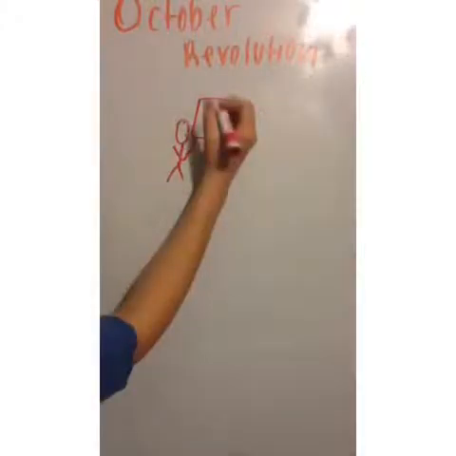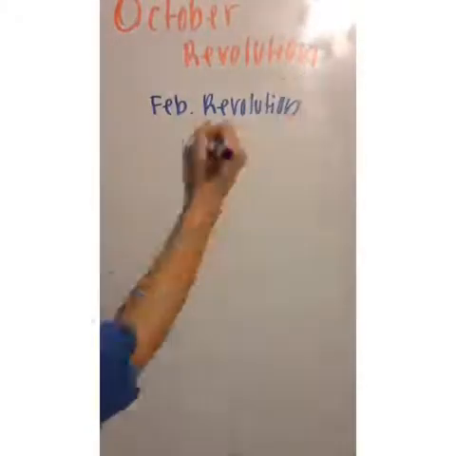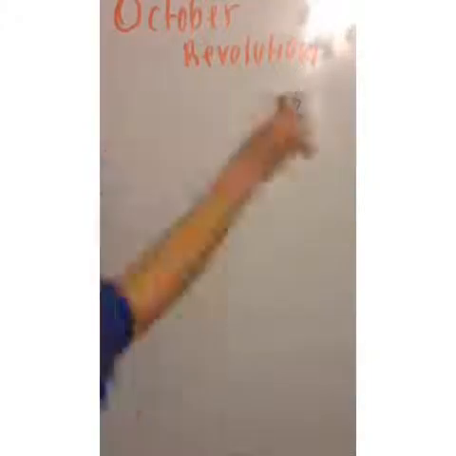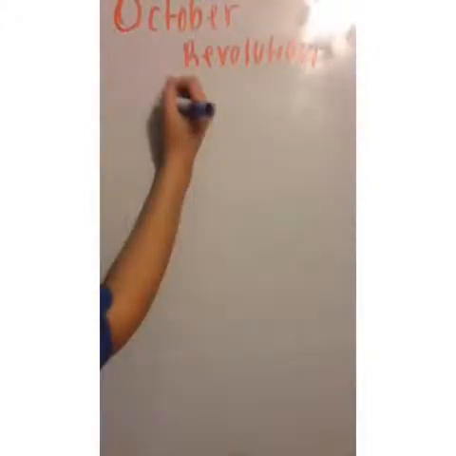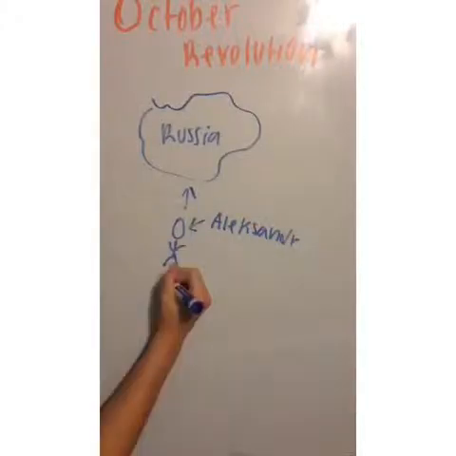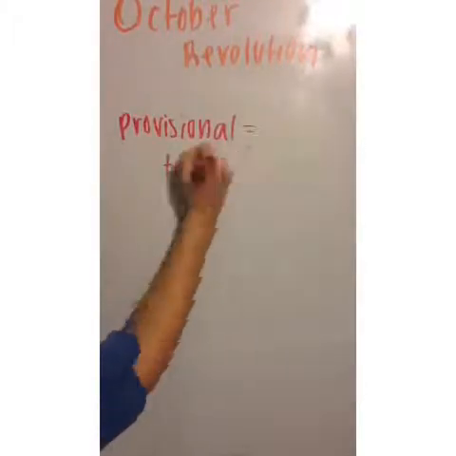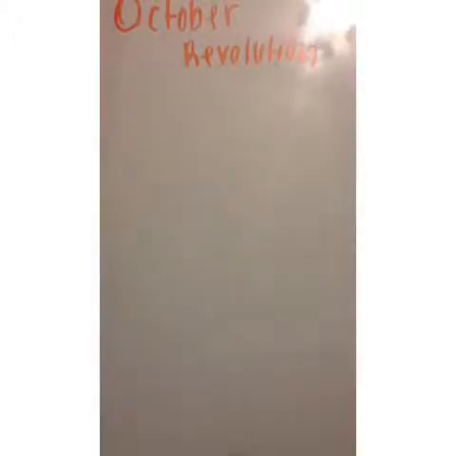On March 8th, the peasants of Russia began to protest their lack of food, and this began the February Revolution. The February Revolution resulted in the Czar of Russia stepping down from his role, and this ended the Russian monarchy. The power of Russia was given to a provisional government led by a man named Alexander Kerensky. Provisional government means temporary government.